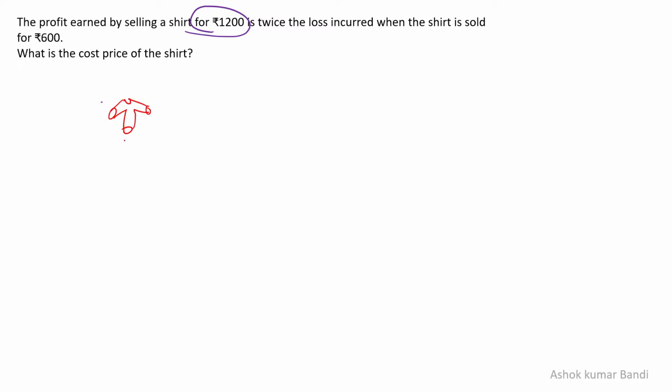I assume that's a shirt. If you want, you can make it bigger. That doesn't matter. So he is having a shirt. When the shirt is sold for 1200, he is getting some profit, and when it is sold for 600, he is getting some loss. But the profit is twice the loss, that is 2 times of loss.